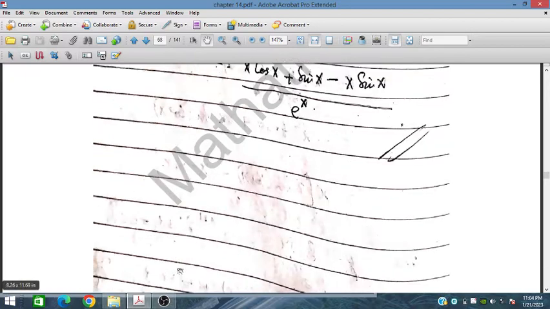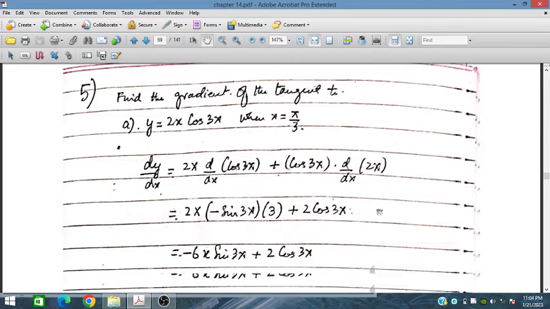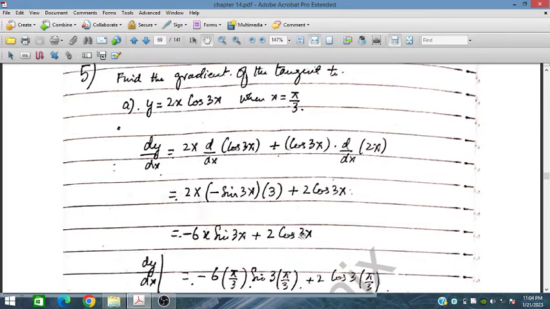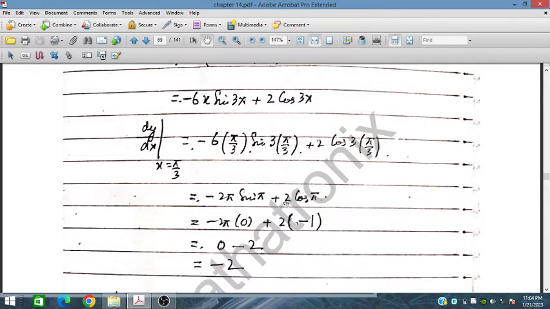So this is simple. Now find the gradient of the tangent to y is equal to 2x cos 3x at x is equal to pi by 3. So take the differential. So this is u and we solve it, and by simplification we have obtained this result, and place it at x is equal to pi by 3, and by substituting pi by 3 in place of x and simplification we obtain this, and finally the result is -2.